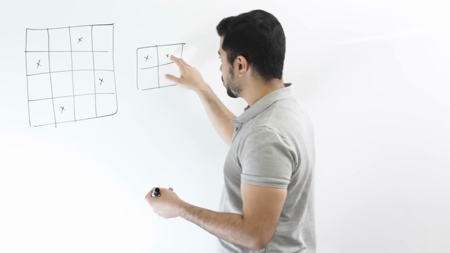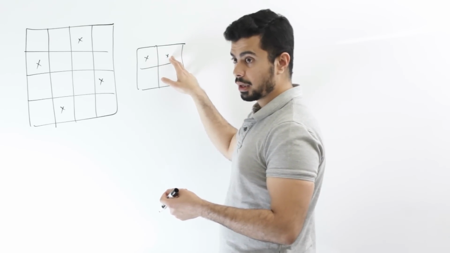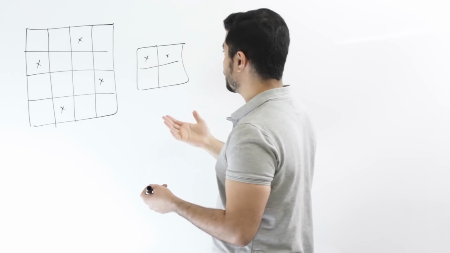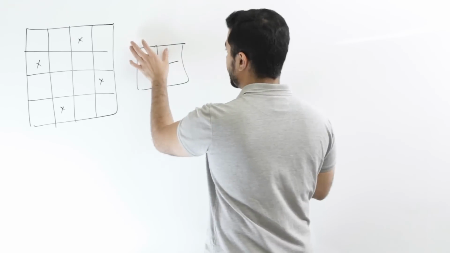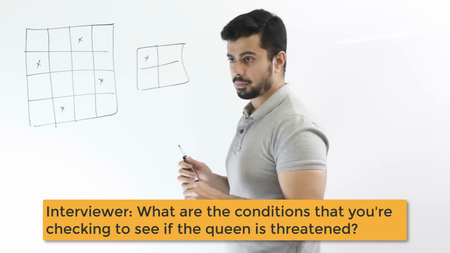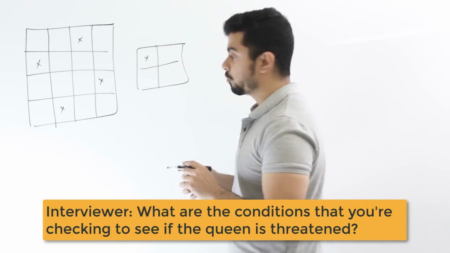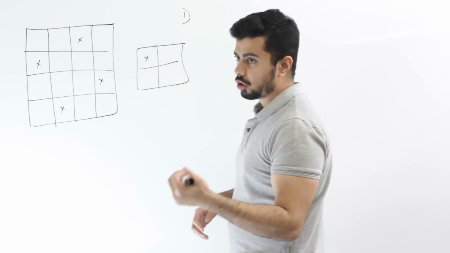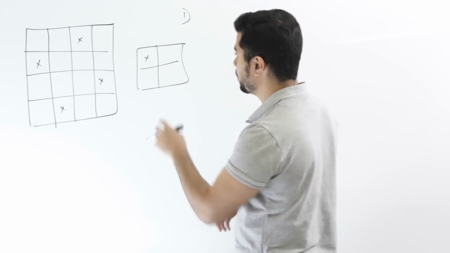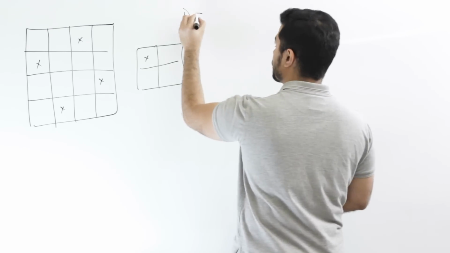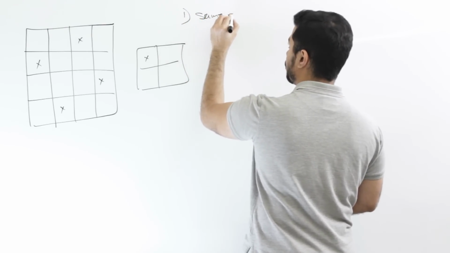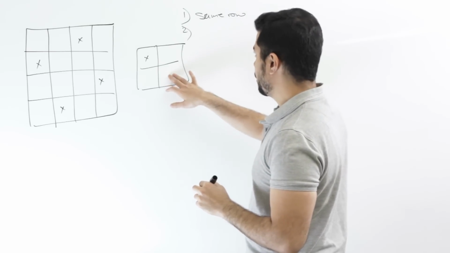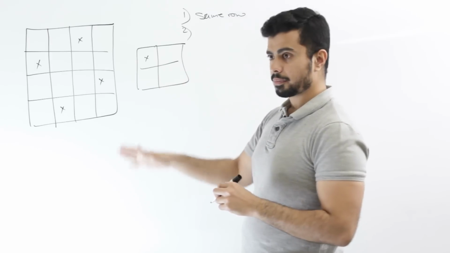So next I place the queen in the first row of the next column, and then I check, hey, is this queen threatened? It is threatened, right? So I say, okay. So what are the conditions you are checking for if it's threatened? Well, the first condition is, I don't need to check the columns because it's never going to be in the same column, but I'll need to check the rows. So same row, right? And the next condition would be whether it's threatened diagonally.